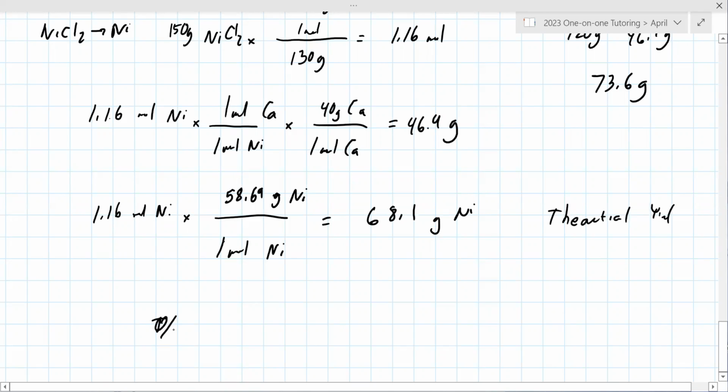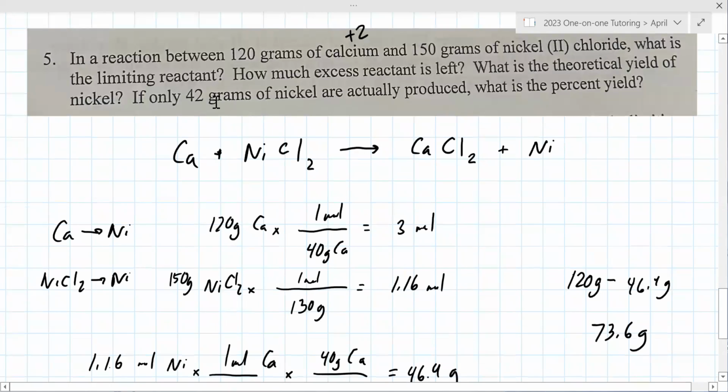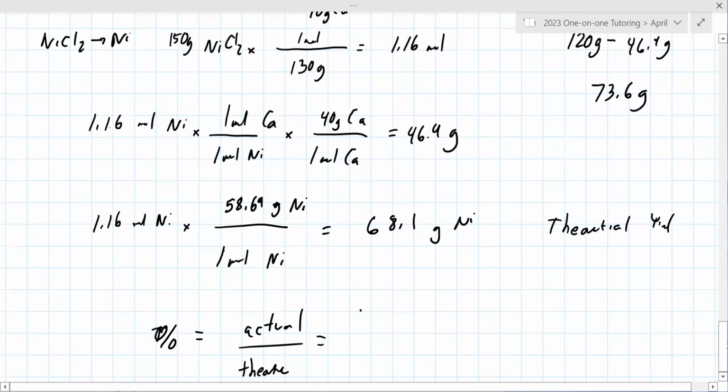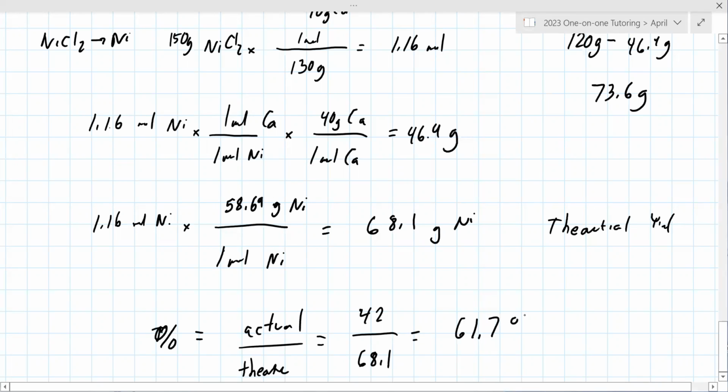But the percent yield is you take the actual and divide it by the theoretical. So, do you have a lab by chance in this class? Yeah. So it's like you went to the lab and you actually did this really well, but you only got 42 grams, but you're supposed to get 68.1. Your percent yield is this ratio. And this is fairly standard. I mean, you don't get really good percent yields unless you're in a perfect environment.